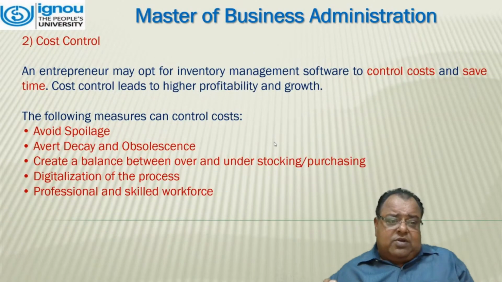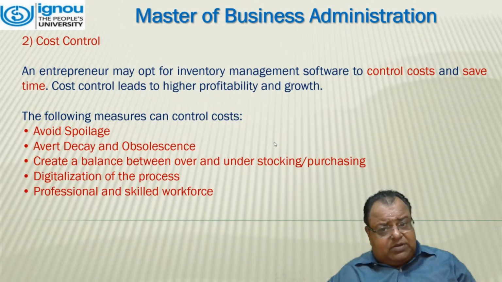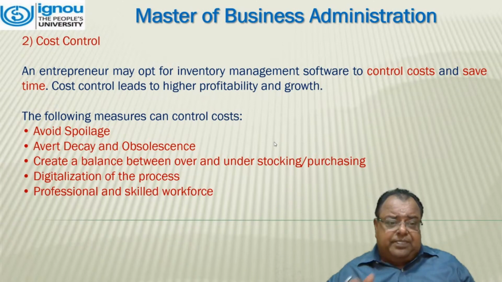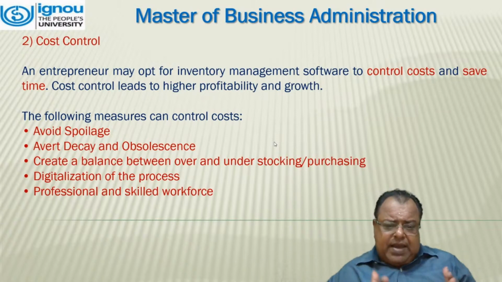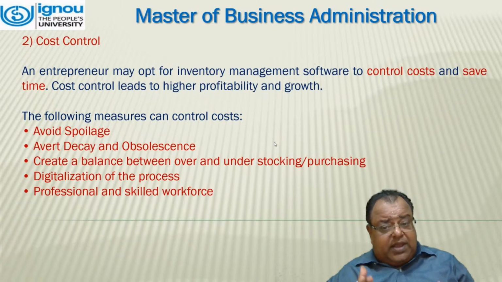Then comes your cost control. An entrepreneur may opt for inventory management software to control cost and save time. Cost control leads to higher profitability and growth. The following measures can control cost. First one is avoid spoilage, avoid decay and obsolescence, create a balance between over and under stocking and purchasing, digitization of the process, and a professional and skilled workforce.